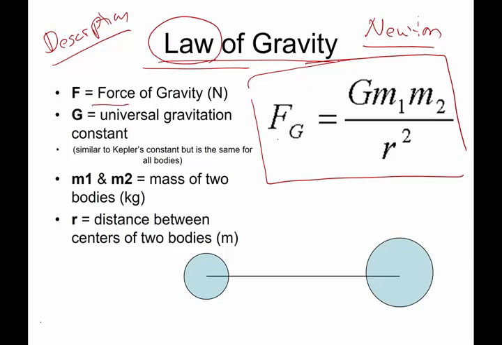F is the force of gravity. G is a constant, kind of similar to Kepler's constant, but this G actually works for all objects. The force of gravity always involves two separate masses, and R, like radius, is the distance between the centers, like the center of the Sun and the center of the Earth.